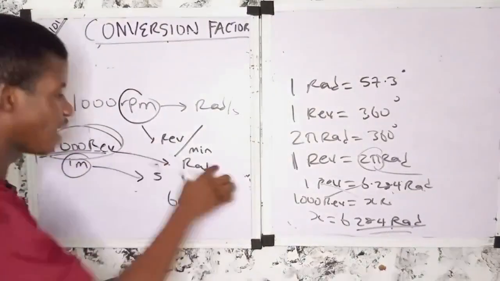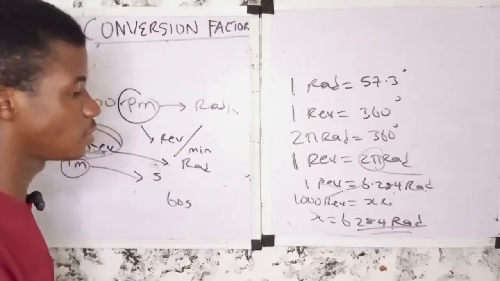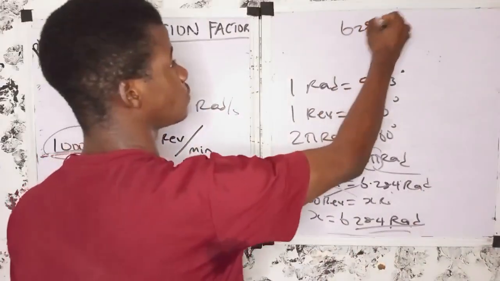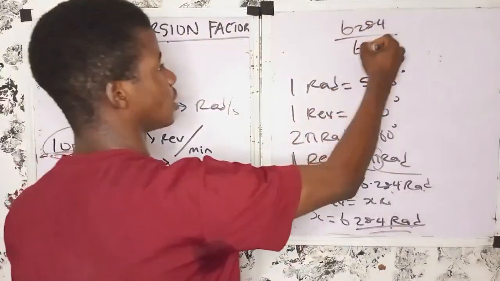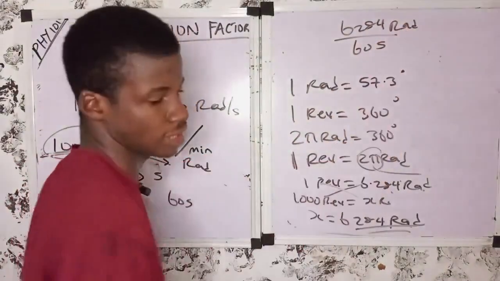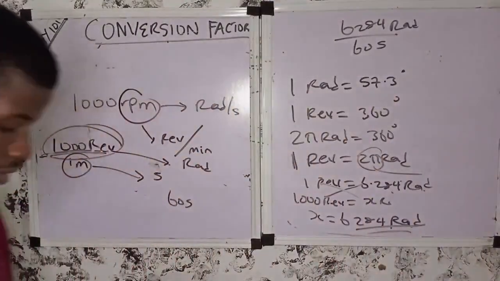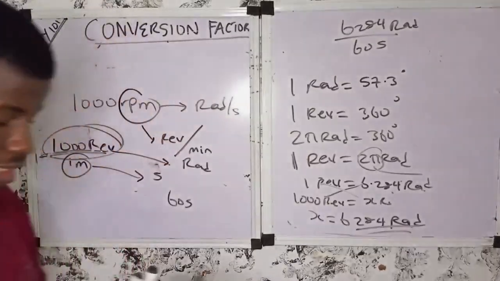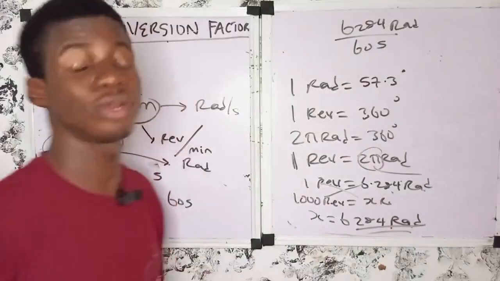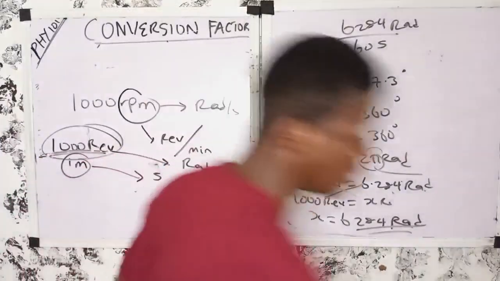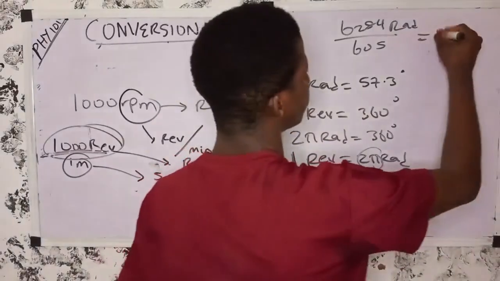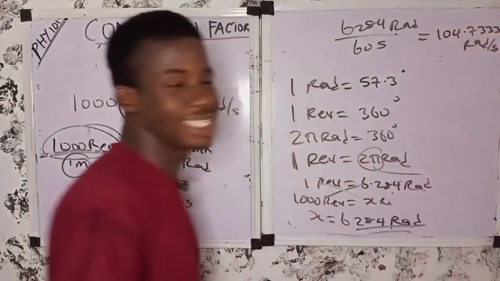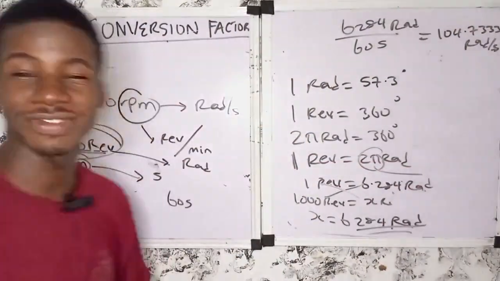What are we going to do next? We'll divide both. So we'll divide everything: 6284 radians divided by 60 seconds. 6284 divided by 60 we get 104.7333. So 104.7333 rad per second. This tells you that the conversion pattern is very important.